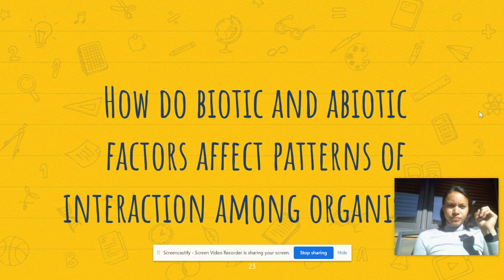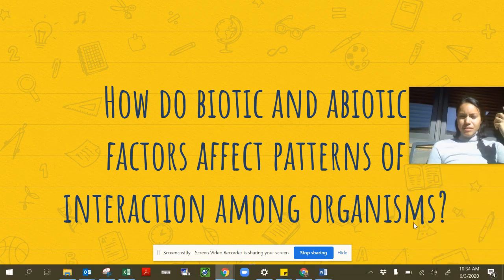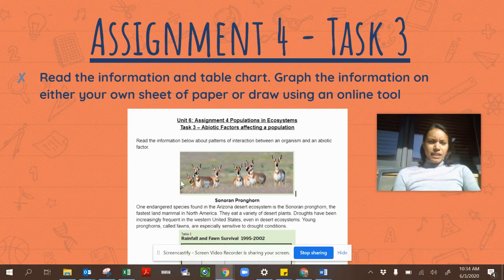All right, so this is how do biotic and abiotic factors affect patterns of interaction among organisms, okay? For this item, I'll go through it with you in class, but you're going to read the information and table chart. You're going to graph the information on either your own sheet of paper or draw using an online tool.